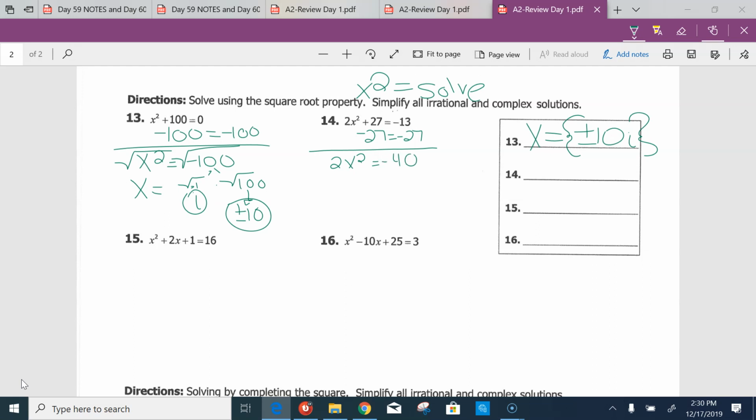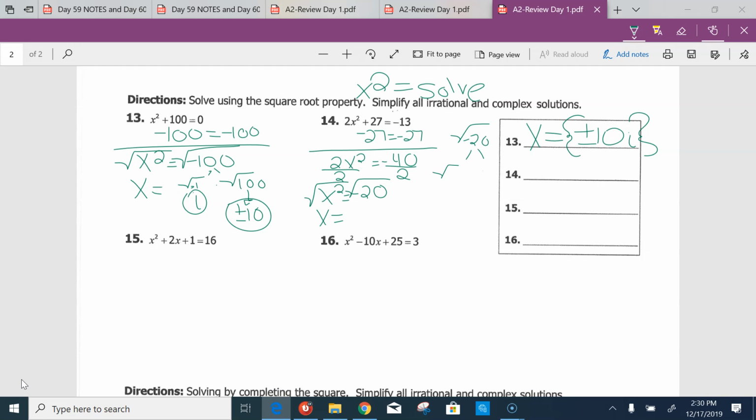But my x squared is still not by itself. I will divide the left and the right by the 2 in front of the x squared. And now I have x squared equals, what's negative 40 divided by 2? Negative 20. And just like in the last problem, I will square root the left side and the right side, and I get x equals, now I have to break up the square root of negative 20.